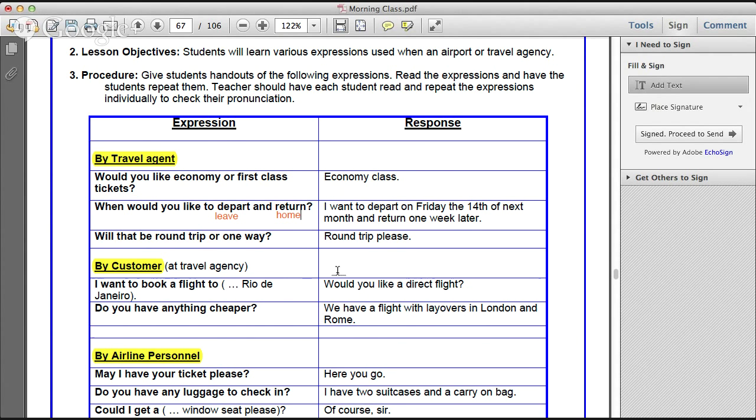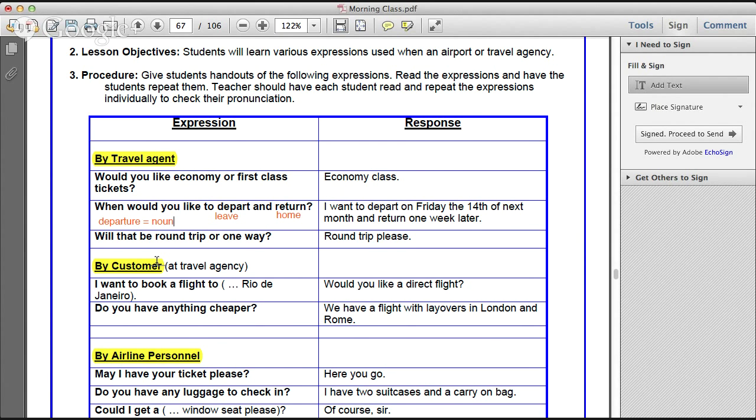What is departure or depart? Here, depart is a verb. If you are using it as a noun, that would be departure. Departure is going to be our noun. So if they are asking you, they might say, when is your departure date?